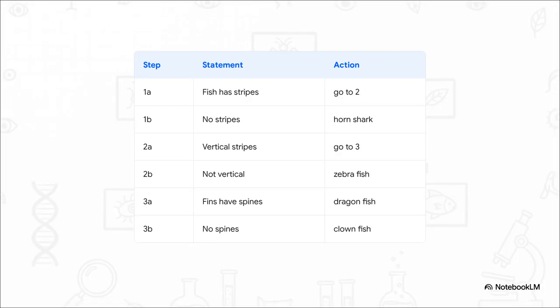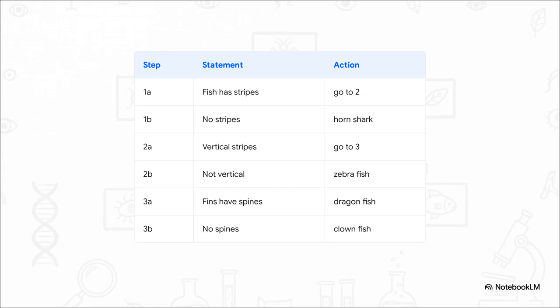Step 1, does it have stripes? Yes, so statement 1A says go to 2. Down to step 2, are those stripes vertical or not vertical? Well, they run up and down, so they're vertical. Statement 2A says go to 3. Down to step 3, do the fins have spines? Looking closely at its smooth fins, no they do not. Statement 3B points us to our final answer, conclusively identifying our specimen as a clownfish.